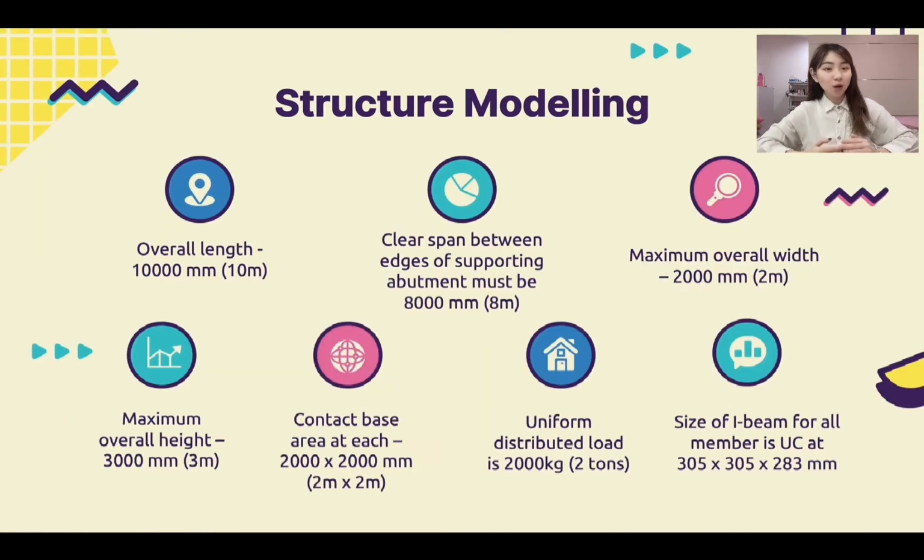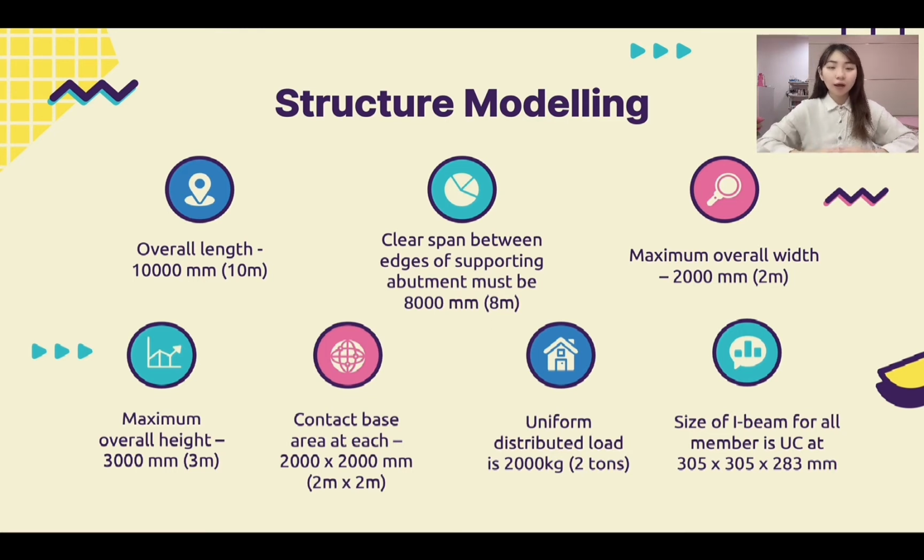This is the structural modeling of the project. The overall length of the model is 10,000 millimeters, the same as 10 meters. The design clear span between the edges of the supporting abutments must be 8,000 millimeters. The bridge width is 2,000 millimeters, and the maximum overall height is 3,000 millimeters. The contact-based area at each end of the bridge is 2,000 times 2,000 millimeters. The uniform distributed load applied on the bridge is 2,000 kg, the same as 2 tons, for the overall length of the bridge.